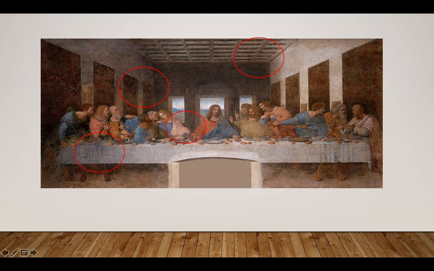Here on the bottom left, we have an example of value that can be seen in the table. Here on the top left, we have an example of shape with the murals, and it can also be seen in the windows. Right below that, we have an example of color with the different colors used to separate the two figures. And over here on the top, we have an example of lines up in the rafters.